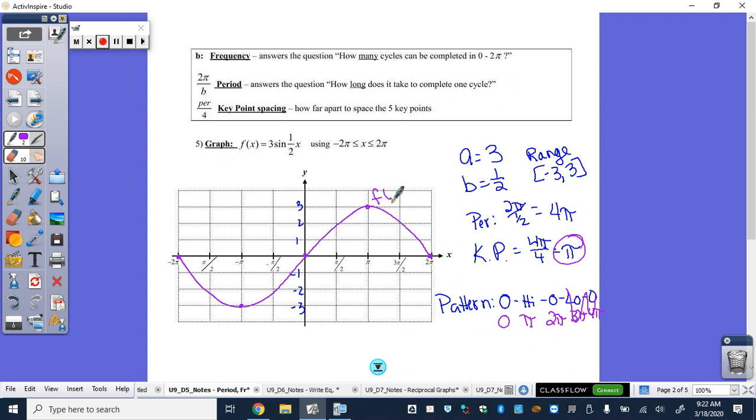So there is our graph of 3 sine 1/2 x. So again, instead of the standard 2 pi, 3 pi over 2, this happened every pi.